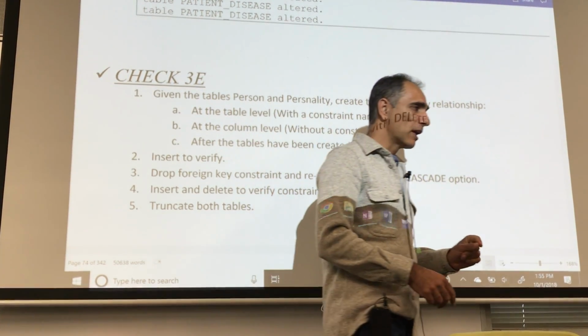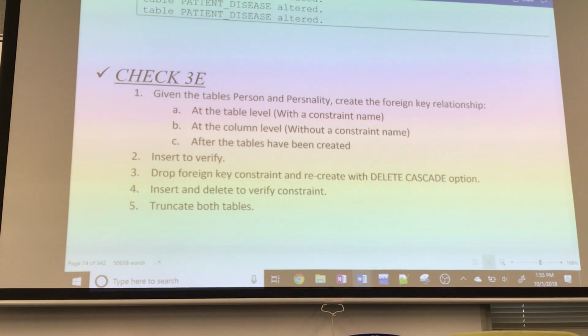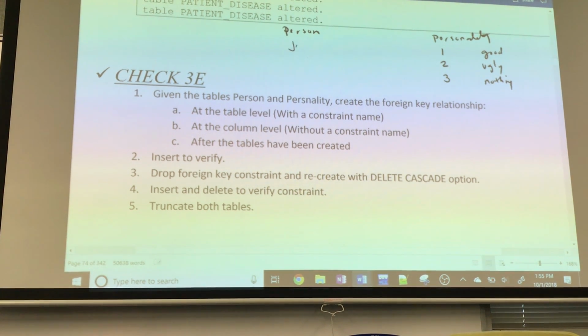Okay, so before we begin, let me share with you what we have in mind. So we have the person table and we have the personality. So it could be that a person can have a good personality, a person can have an ugly personality, and a person can have nothing. Okay? And then here we have a person like John, and let's just say his personality is good. Jack, his personality is 2, which is ugly. Okay? So that's what we mean.